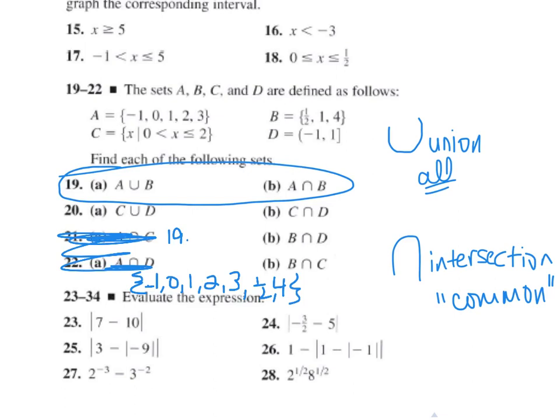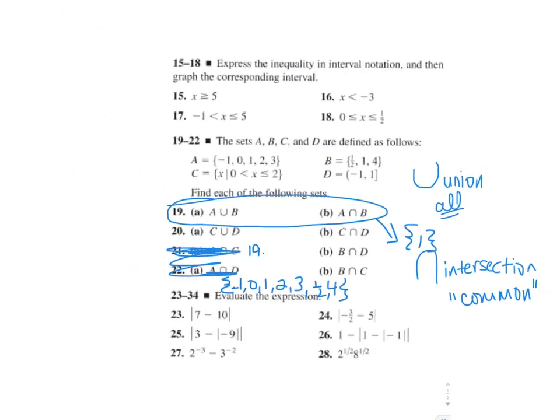What is B looking for? Intersection. What they have in common. So what do they have in common? Just a 1. Does that make sense? Good?